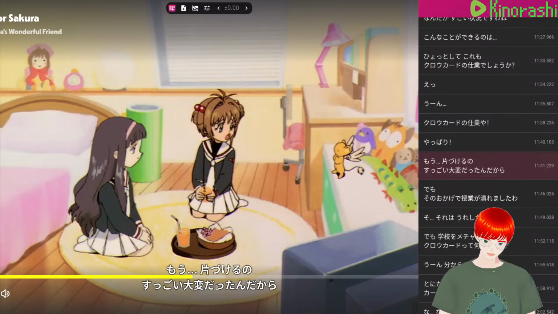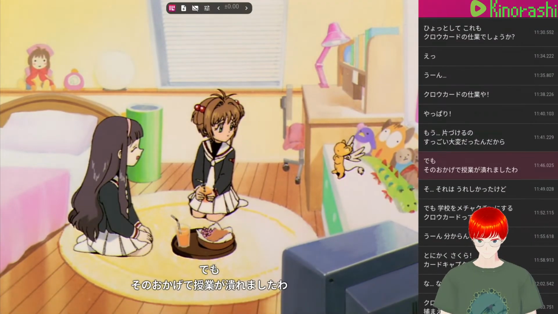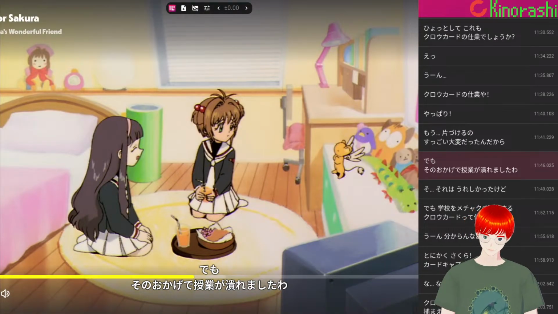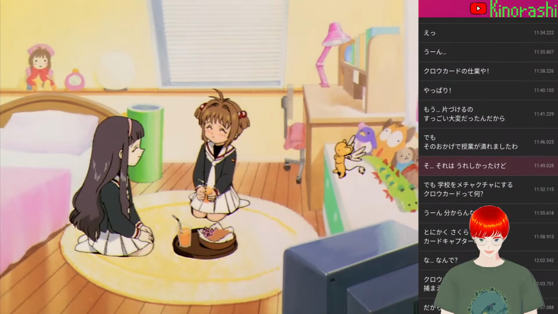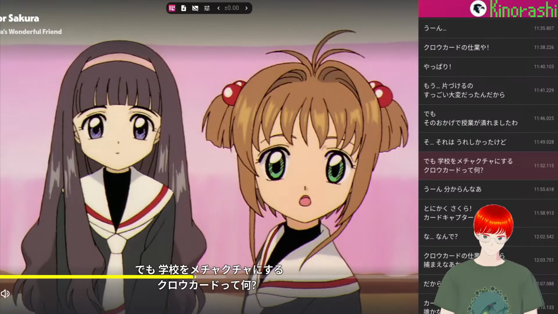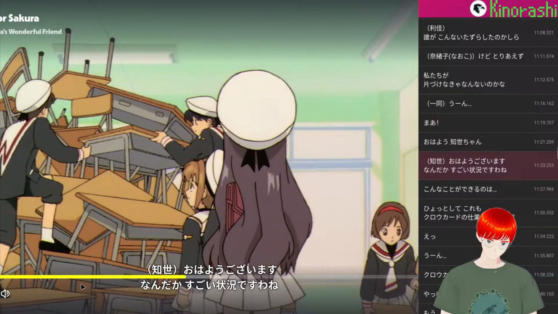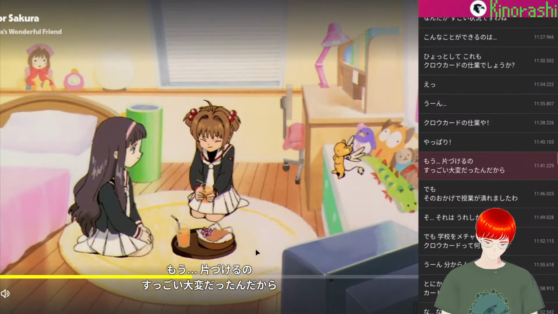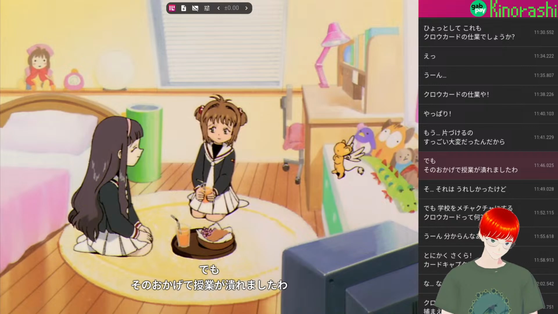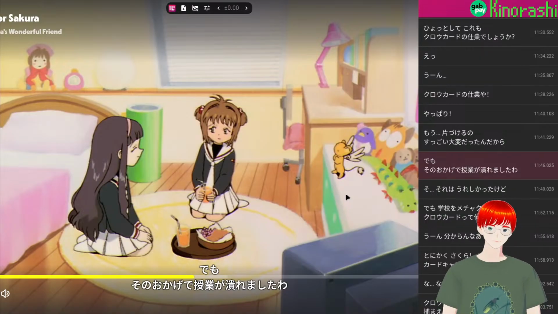もう片付けるのすごい大変だったんだから。大変だったんだから。でもそのおかげで授業が潰れ。Oh, by the way, notice the sentence ended with dakara. So it's implying that there's something else after that, but everyone knows what that something else is, so she doesn't have to say it. But whatever that something else is, it came from that first statement she did say. でも、そのおかげて, so this is probably from kakeru, to give.